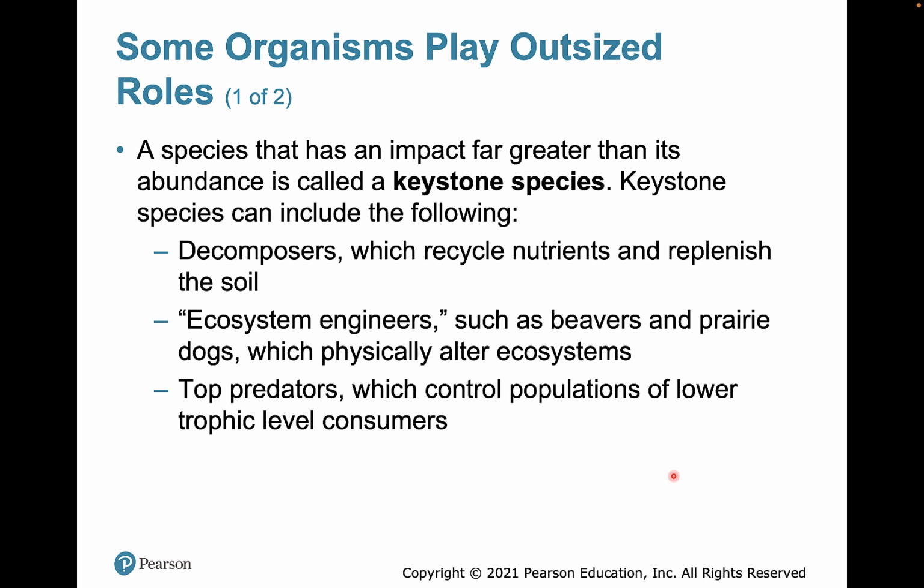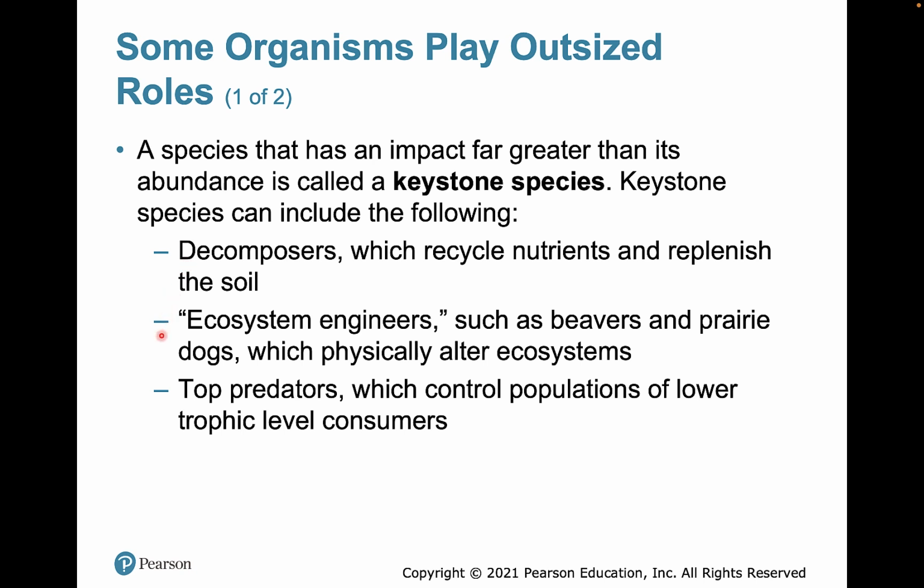Some organisms play something called an outsized role, okay? Those organisms are called keystone species. This is an important definition to hang on to for the whole entire class. It has an impact far greater than its abundance, okay? So it's not the biggest population of organisms in the community, but it plays a really important role. So some examples: decomposers, right? Decomposers are really important because they put nutrients back into the soil.